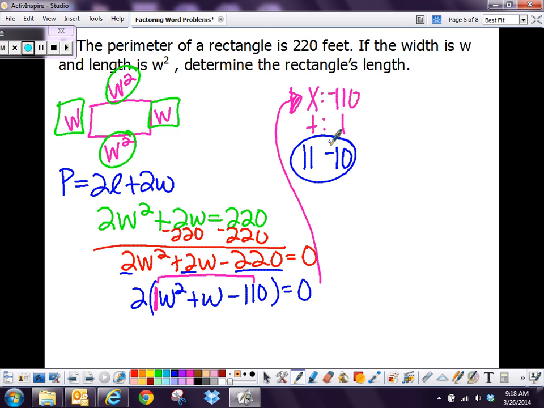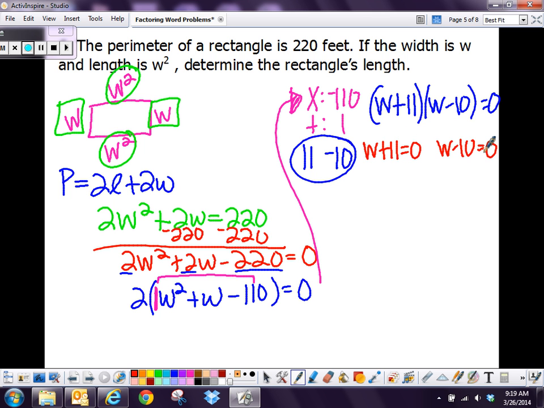Okay, now since we have that 1 in front, we can go ahead and write our factors as w plus 11 and w minus 10 all equal to 0. Okay, I'm going to break these apart and set them each equal to 0. So I have w plus 11 equals 0 and w minus 10 equal to 0. Now I'm going to solve. So subtract 11. So w equals negative 11. Add 10. So w equals 10.